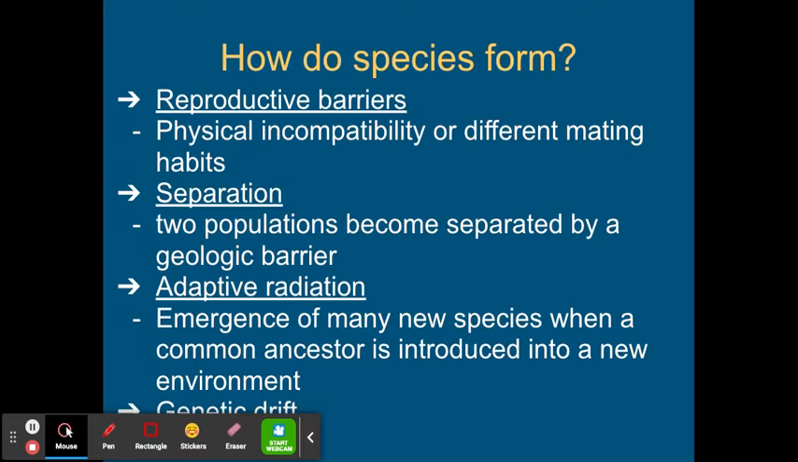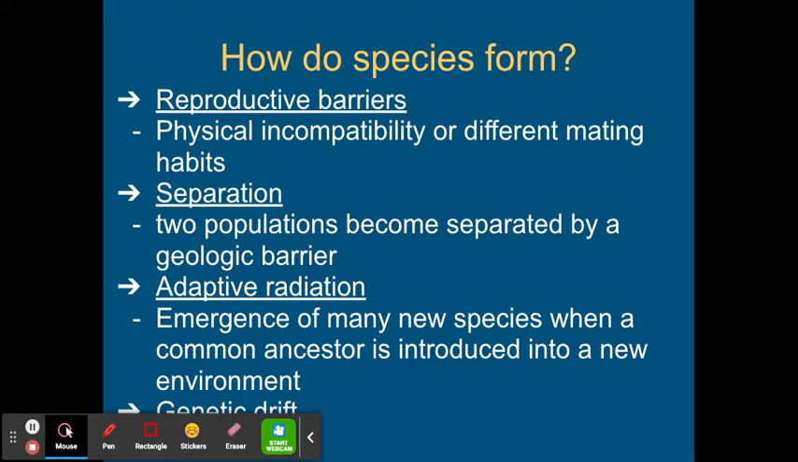Adaptive radiation is another way that species form. This is a really important concept that we need to understand because it's the emergence of many new species when a common ancestor is introduced into a new environment. We will talk about this in a little bit with the mass extinction of the dinosaurs. But what this is really saying is that if there are open niches available, organisms are going to occupy those niches because there's less competition. We've kind of been saying that this whole unit.